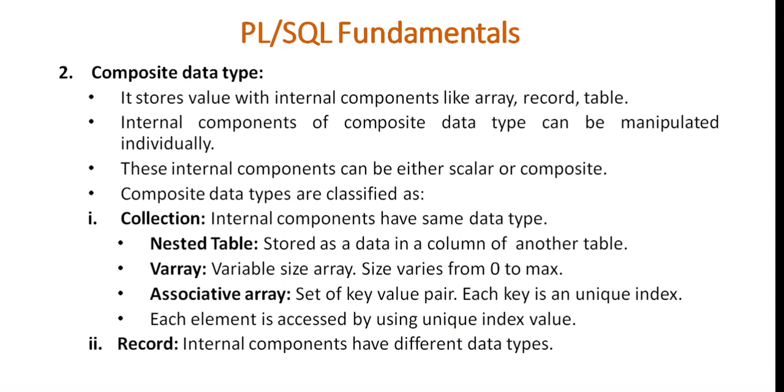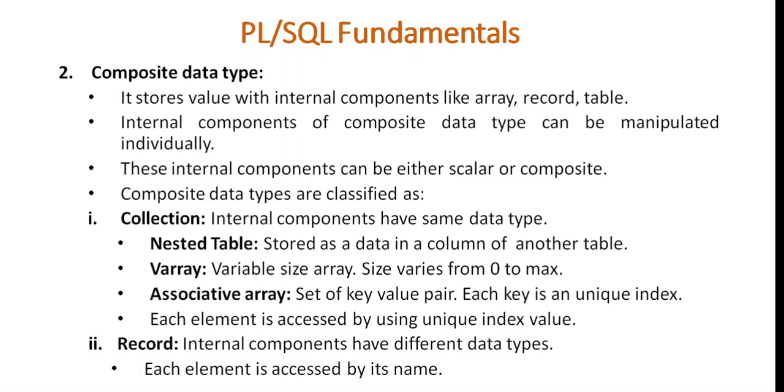The next category of composite data type is record. Here the internal components have different data types. In a collection, all internal components have the same data type, whereas in a record, all internal components are of different data types. Each element is accessed by name. In a collection, each element is accessed by a unique index because the types of all elements are the same. In a record, the types of all elements are different. That's why each element is accessed by its individual name.